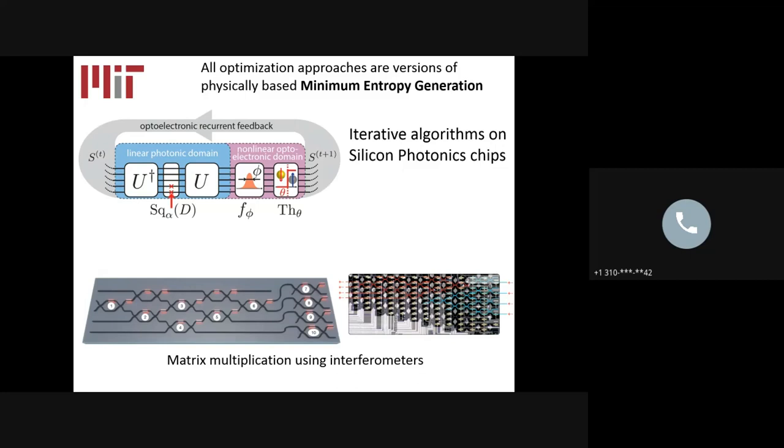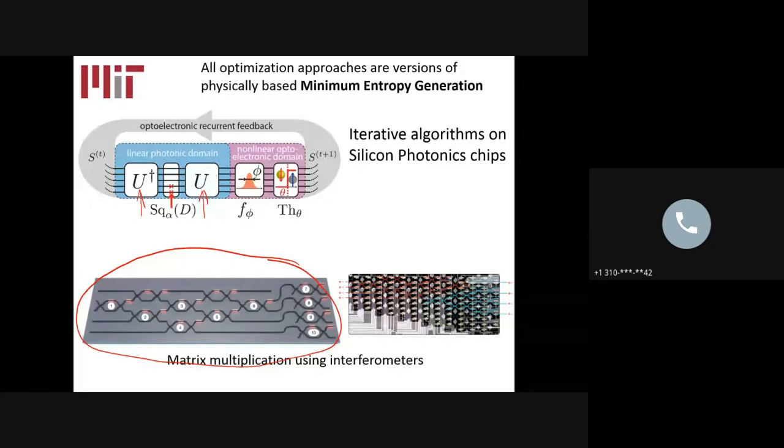We can set up in silicon photonics. There's a theorem that these 2x2 splitters, or beam splitters, can actually give you any unitary operation. So you can set up any arbitrary unitary operation, and then you pass the result through some nonlinear filter. It could be just a saturating filter. And then you send the output back to the input, and then it iterates a second time.